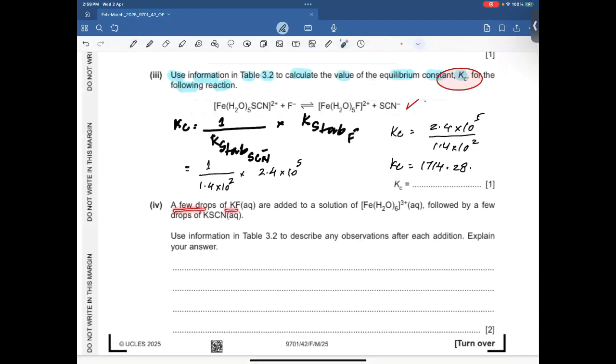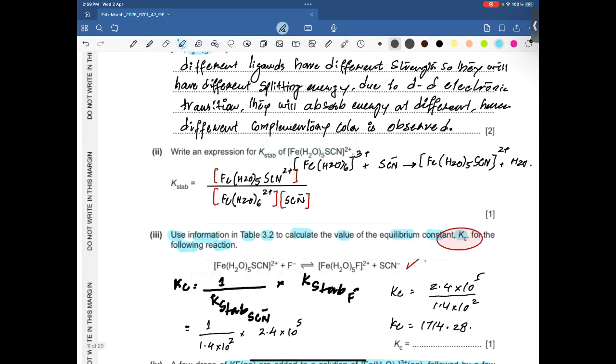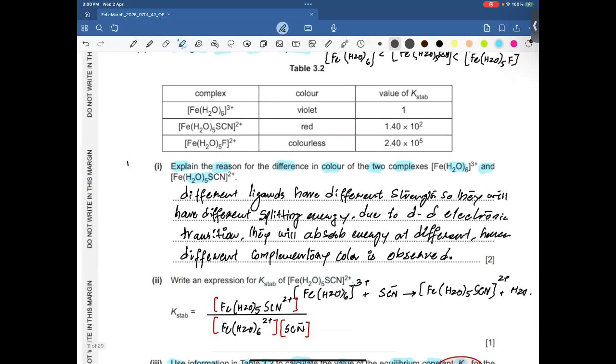Now, a few drops of KF are added to the solution, followed by a few drops of potassium thiocyanide. Use information in the table. Describe any observation after each addition. Explain your answer. Now, when I add fluoridines, obviously the reaction favors the right hand side more, because K step of this complex is more as compared to this one, which means this complex is more stable, which means color changes from violet to colorless.